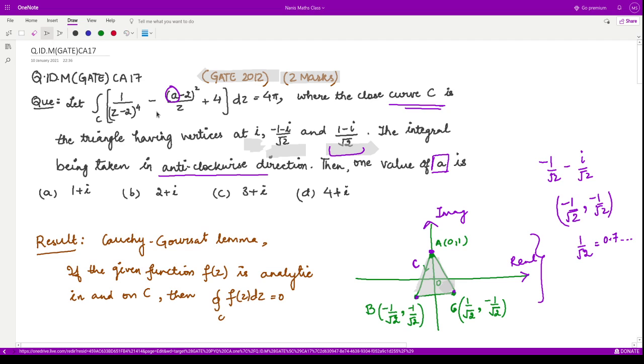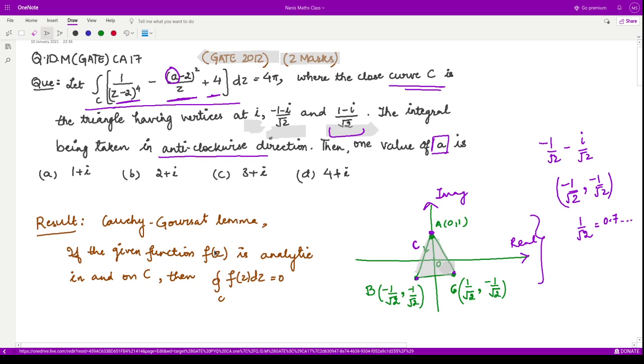In order to solve this integral, firstly we'll see if the given integrands are analytic inside and on the given curve C or not. If that is so, then we'll say the given integral is equal to 0. This is the very well known theorem that we already know. So here let us check the points where we could have possible problems.